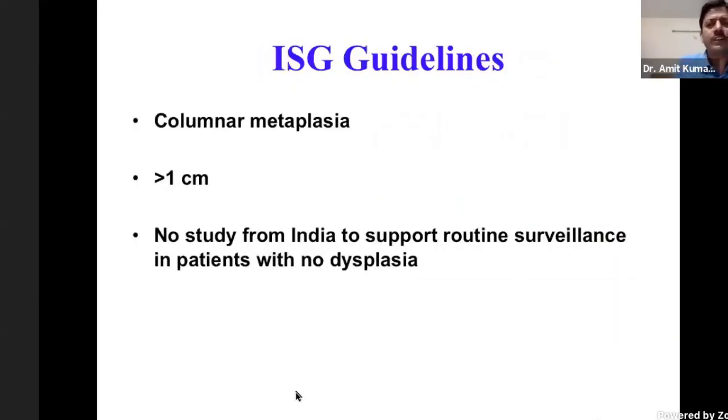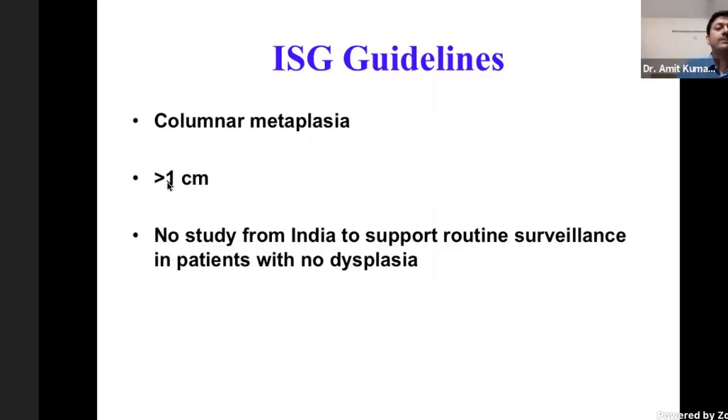So I want to conclude the section on Barrett's with these few statements by our Indian Society of Gastroenterology. ISG has made guidelines on GERD, and a few of the recommendations are for Barrett's among those guidelines. For diagnosis of Barrett's, you just need columnar metaplasia. You don't need intestinal metaplasia as in the US. The presence of columnar metaplasia is sufficient to diagnose Barrett's.